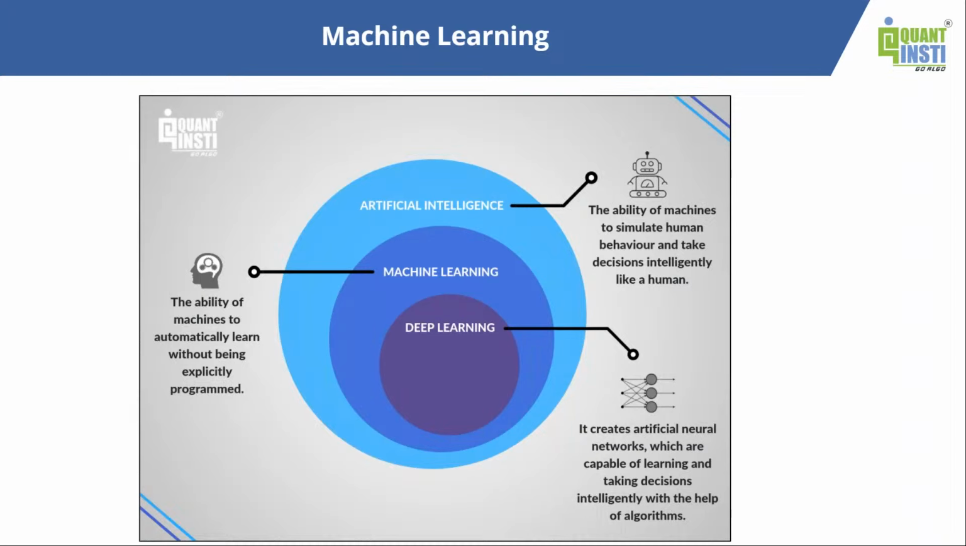And deep learning is again a part of machine learning. It's a special technique of machine learning where neural networks are used. You must have already heard about the term neural networks. So it's almost like that.